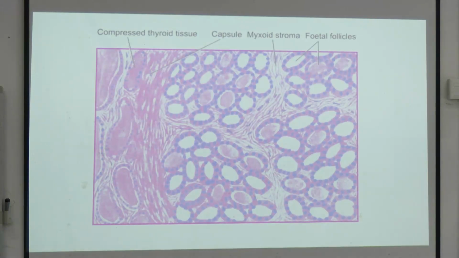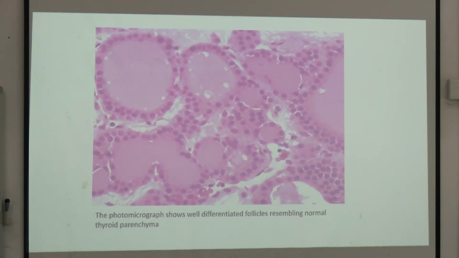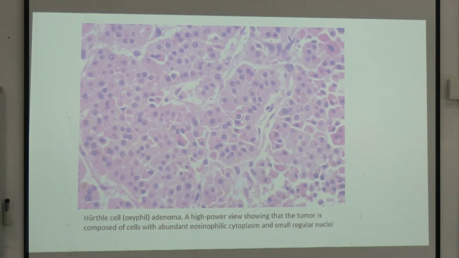You can see here, the capsule is intact. And these are the myxoid stroma and follicles. These are follicles resembling normal thyroid parenchyma. This is the Hurthle cell or oxyphilic adenoma. These are Hurthle cells, with abundant eosinophilic cytoplasm and small irregular nuclei.